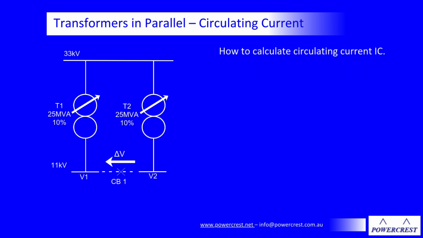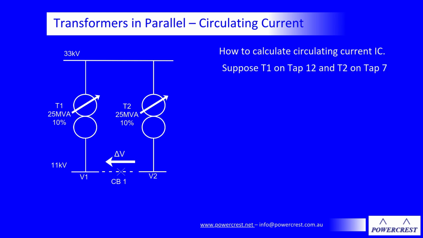How to calculate the circulating current? In principle, it is the LV secondary terminal voltage difference divided by the sum of the transformer impedances. If there is substantial cable impedance on the HV or LV side of the transformers, then these will need to be factored in as well. For our example, we will neglect cable impedance.